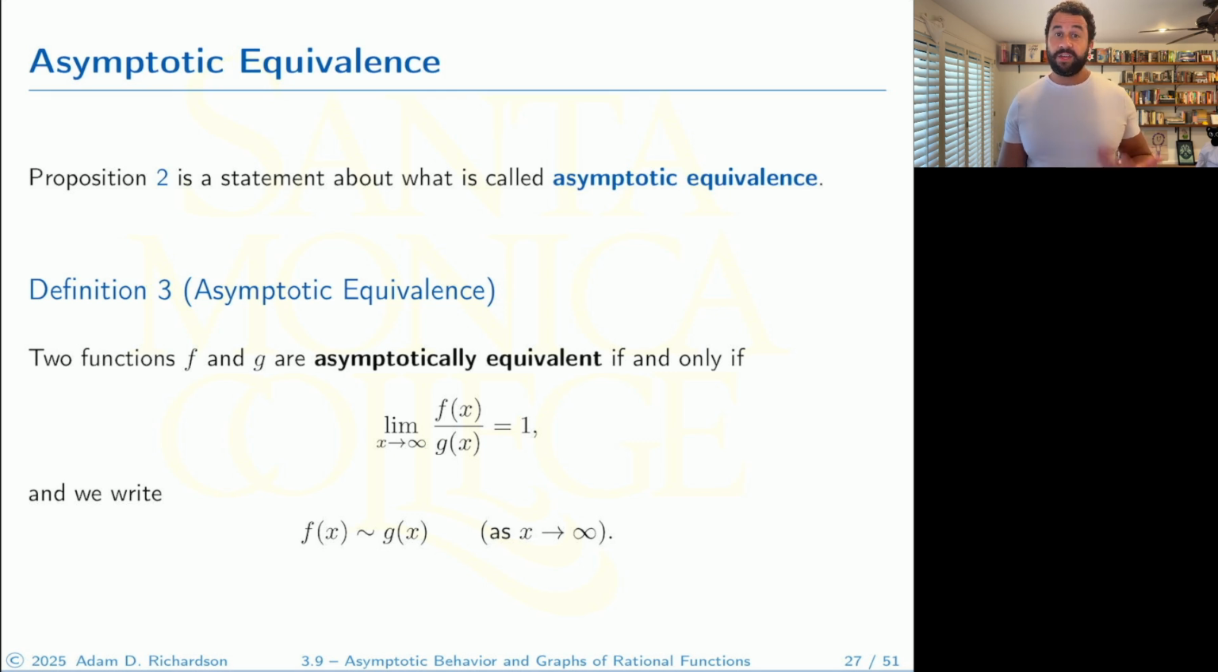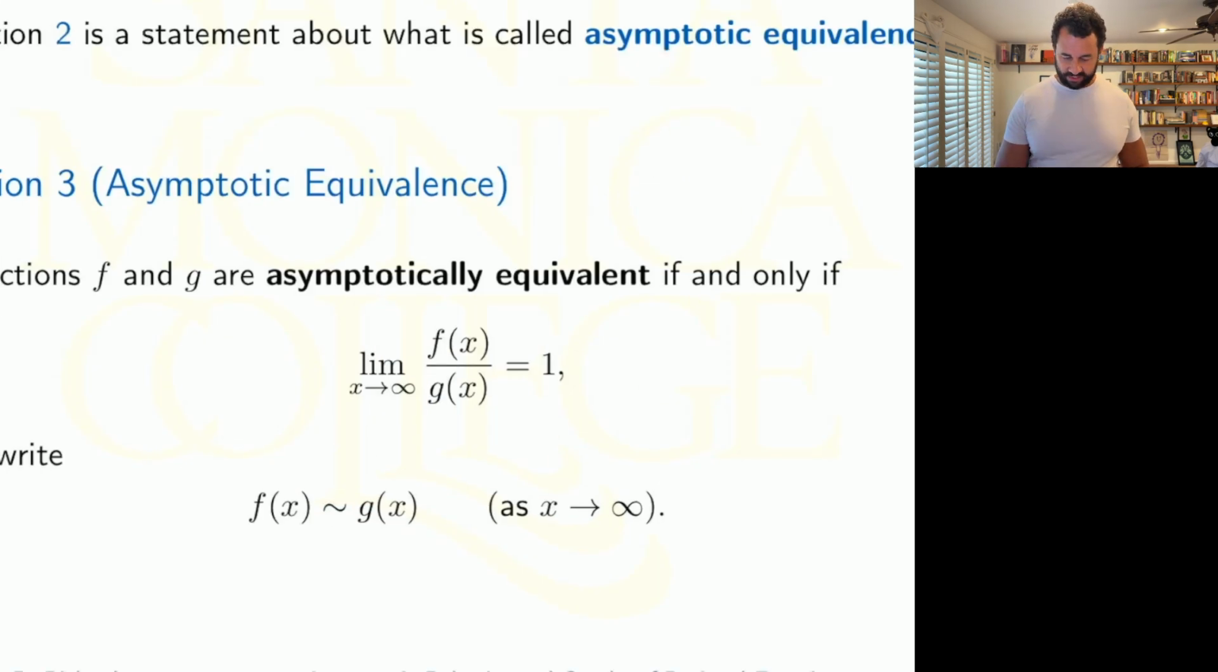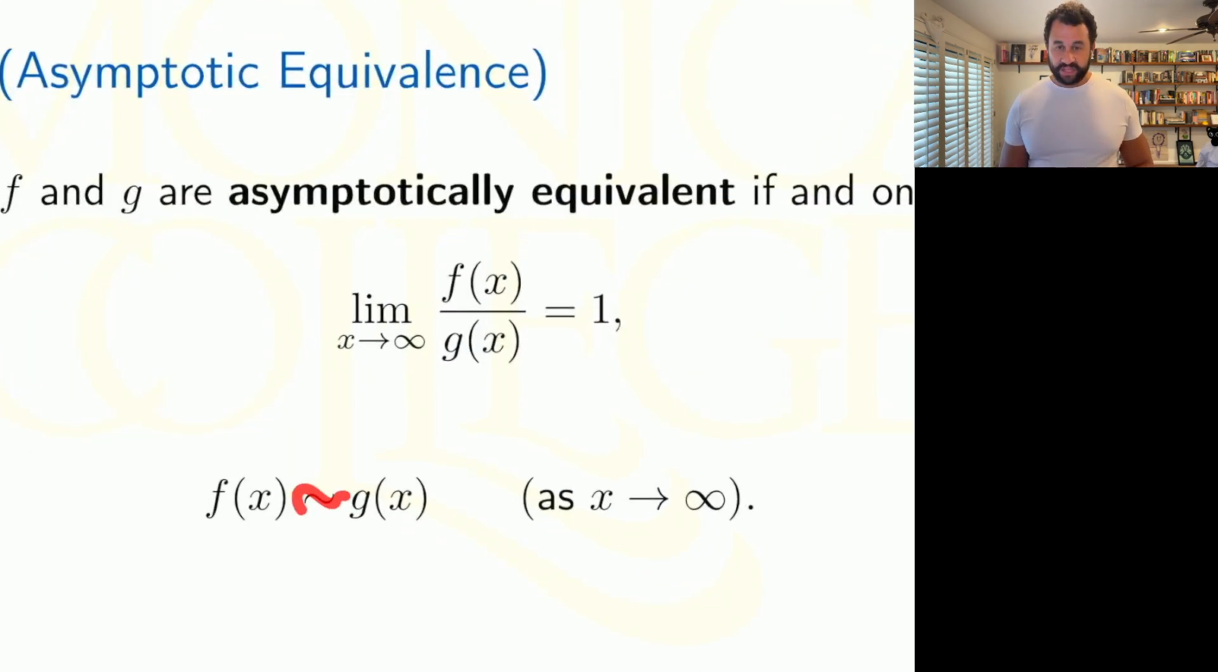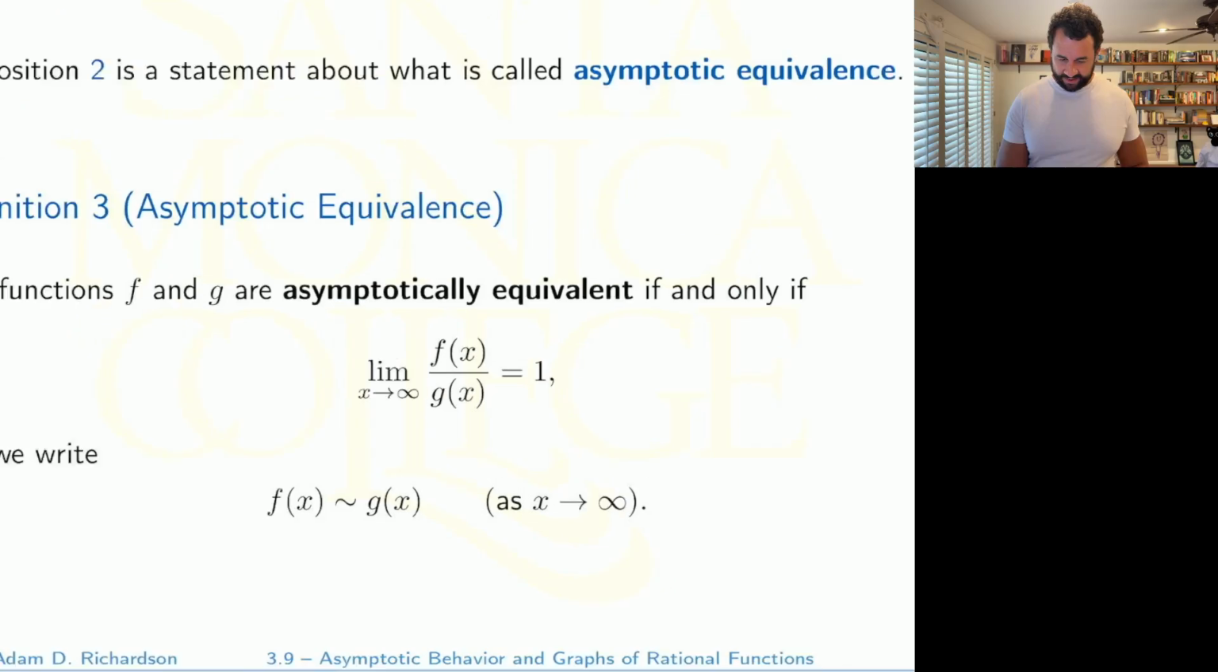The cool thing is we have a cute little notation for this. We write f of x tilde g of x. I can zoom in a bit there. There we go. So when you see this little single squiggly line, what we mean is f of x is asymptotically equivalent to g of x, which means the end behavior is the same. That's really what that means, okay?